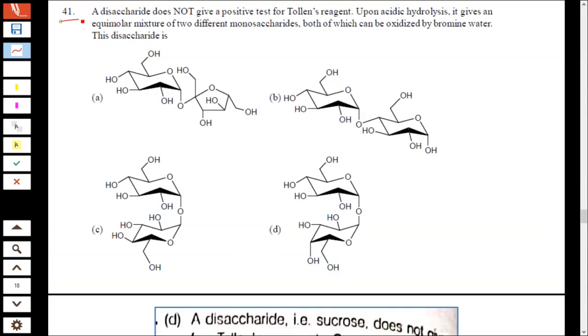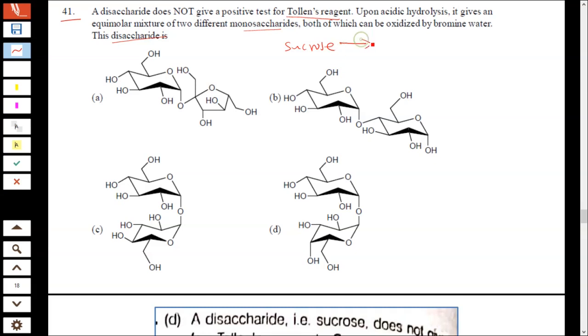So question number 41. A disaccharide does not give a positive test for Tollens reagent. Upon acidic hydrolysis, it gives an equimolar mixture of 2 different monosaccharides, both of which can be oxidized by bromine water. So this is a disaccharide. Glucose gives the Tollens reagent test, as do glucose and fructose. Here the disaccharide is sucrose. The sucrose does not give Tollens reagent.